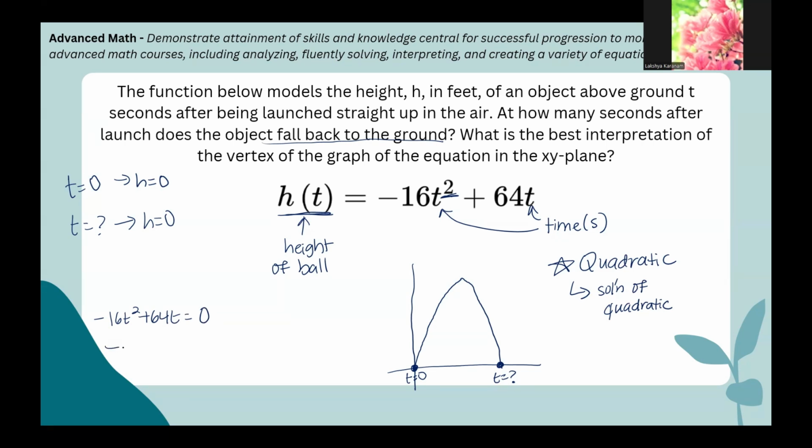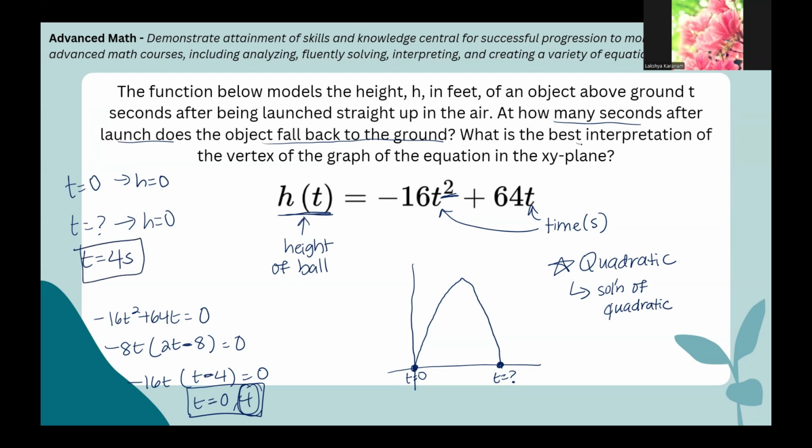So in this case, I can take out a negative 8t, and I get 2t plus 8. And I can actually pull out another 2 then, in that case. So I get negative 16t times t minus 4 equals 0. So t is 0, and t is equal to 4. So we already know that t equals 0 is a solution. This 4 is what we're looking for. So how many seconds after launch? 4 seconds after launch. This is the answer that we're looking for. Okay.